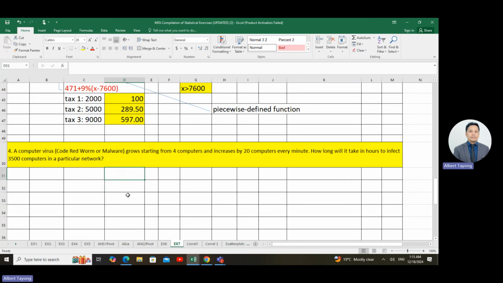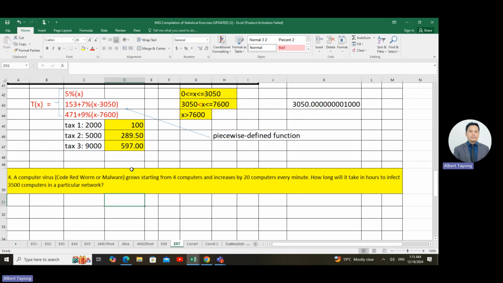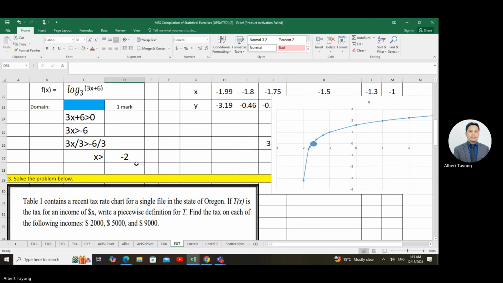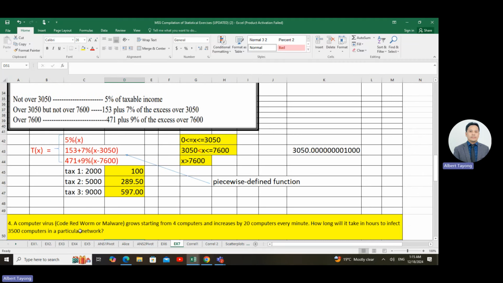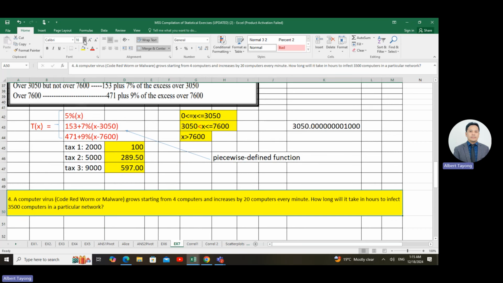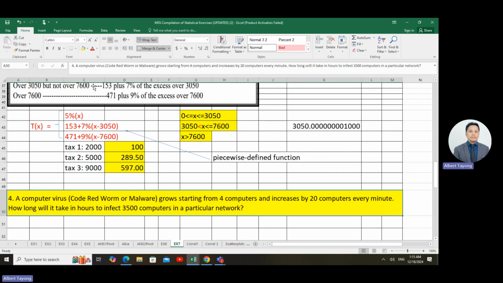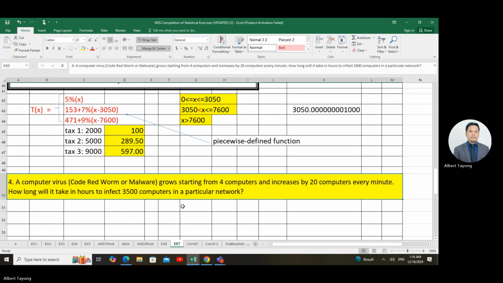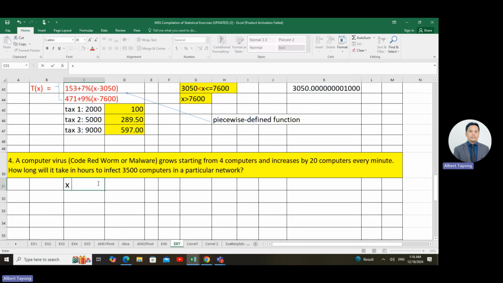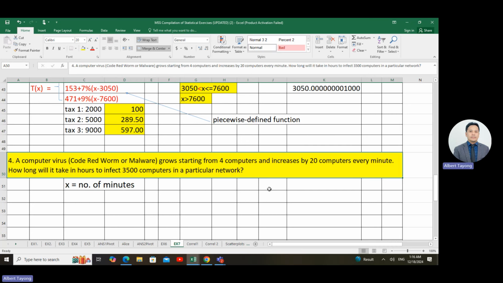Now the last one here is about linear function. A computer virus or worm or malware grows starting from 4 computers. So it's starting from 4 and it's going to spread, increasing by 20 computers every minute. How long will it take in hours to infect 3,500 computers in this network? So x equals the number of minutes, because you have every minute here.